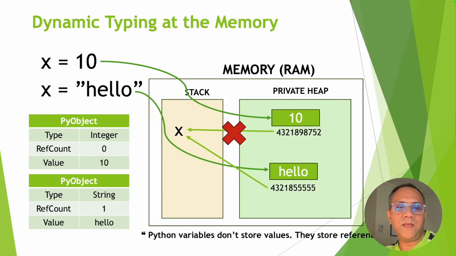For the same variable, you can assign an integer, and after that you can assign a different type of PyObject like string or list or whatever you like. So that's how dynamic typing works. Let's see it in the code.